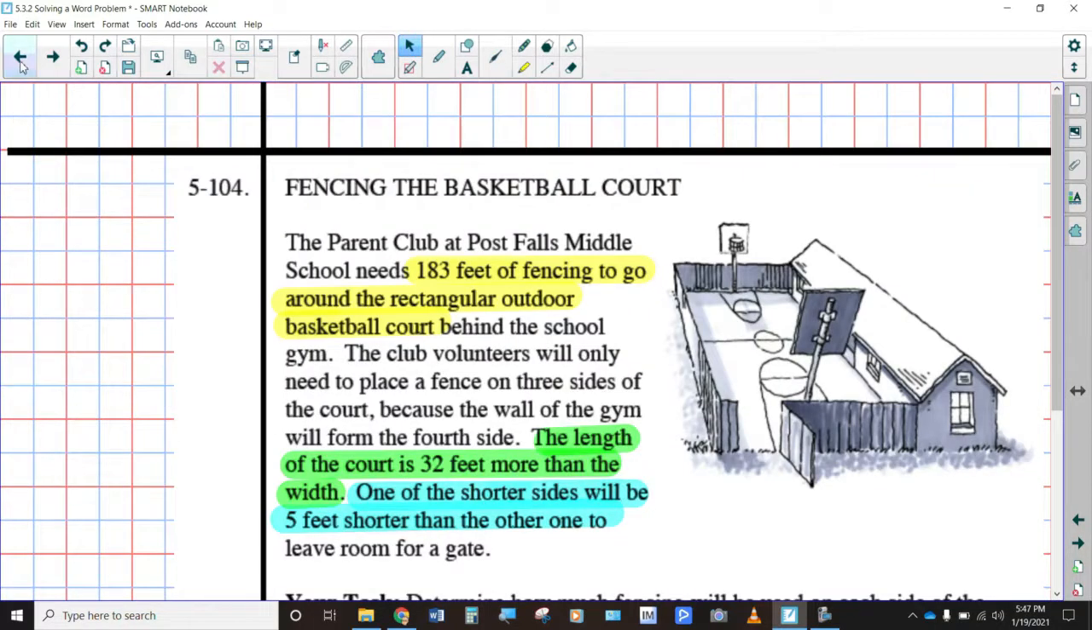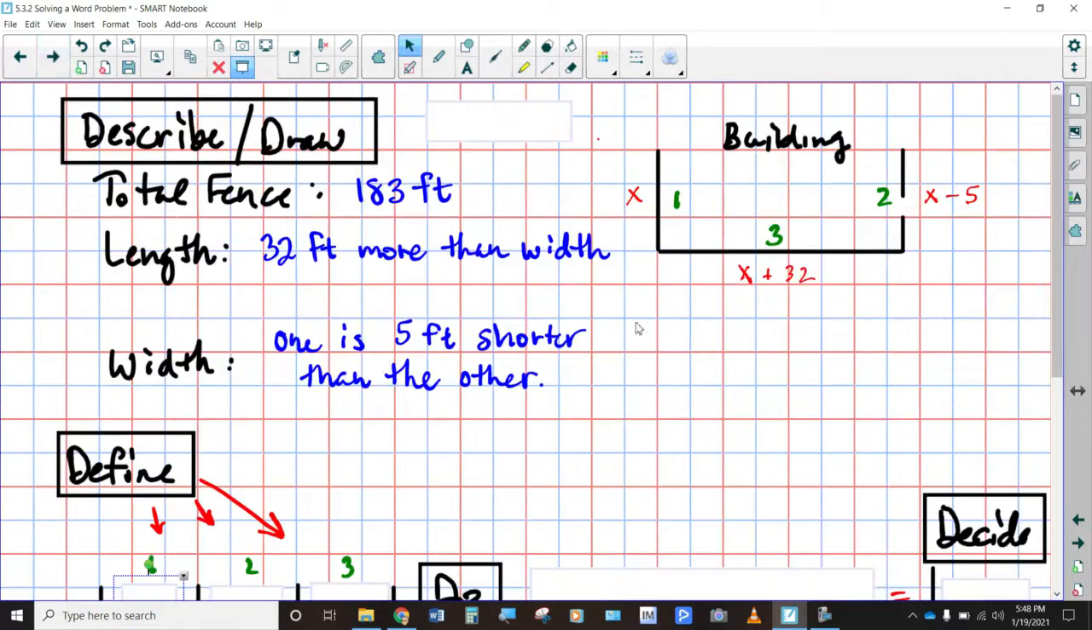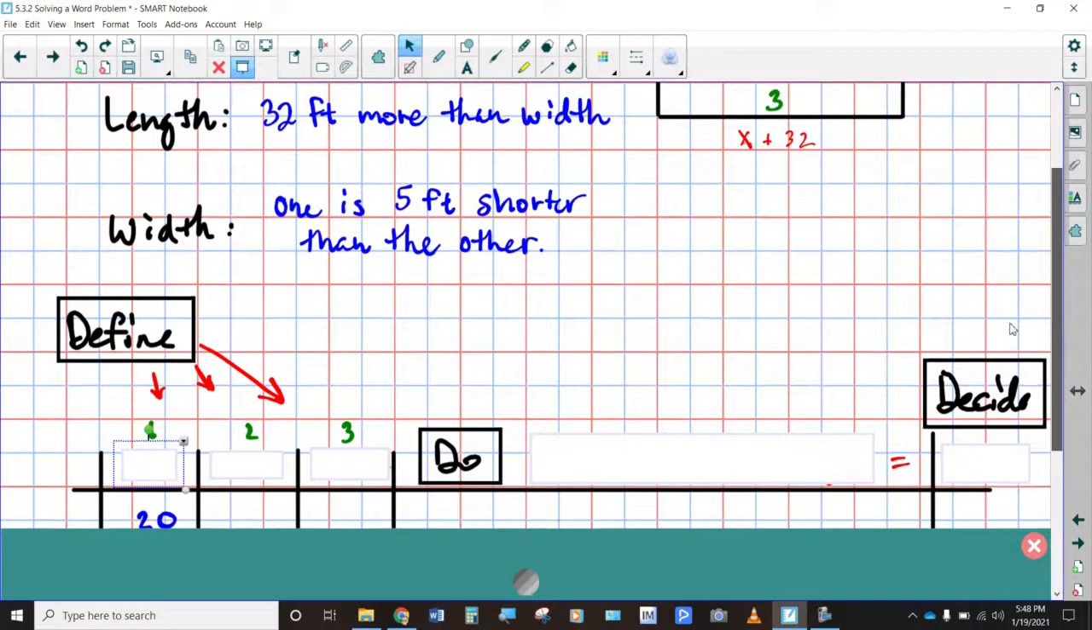Okay, here we go again. Boom, X. Side 2 will be X minus 5, and side 3 will be X plus 32. These are our definitions for our three sides.